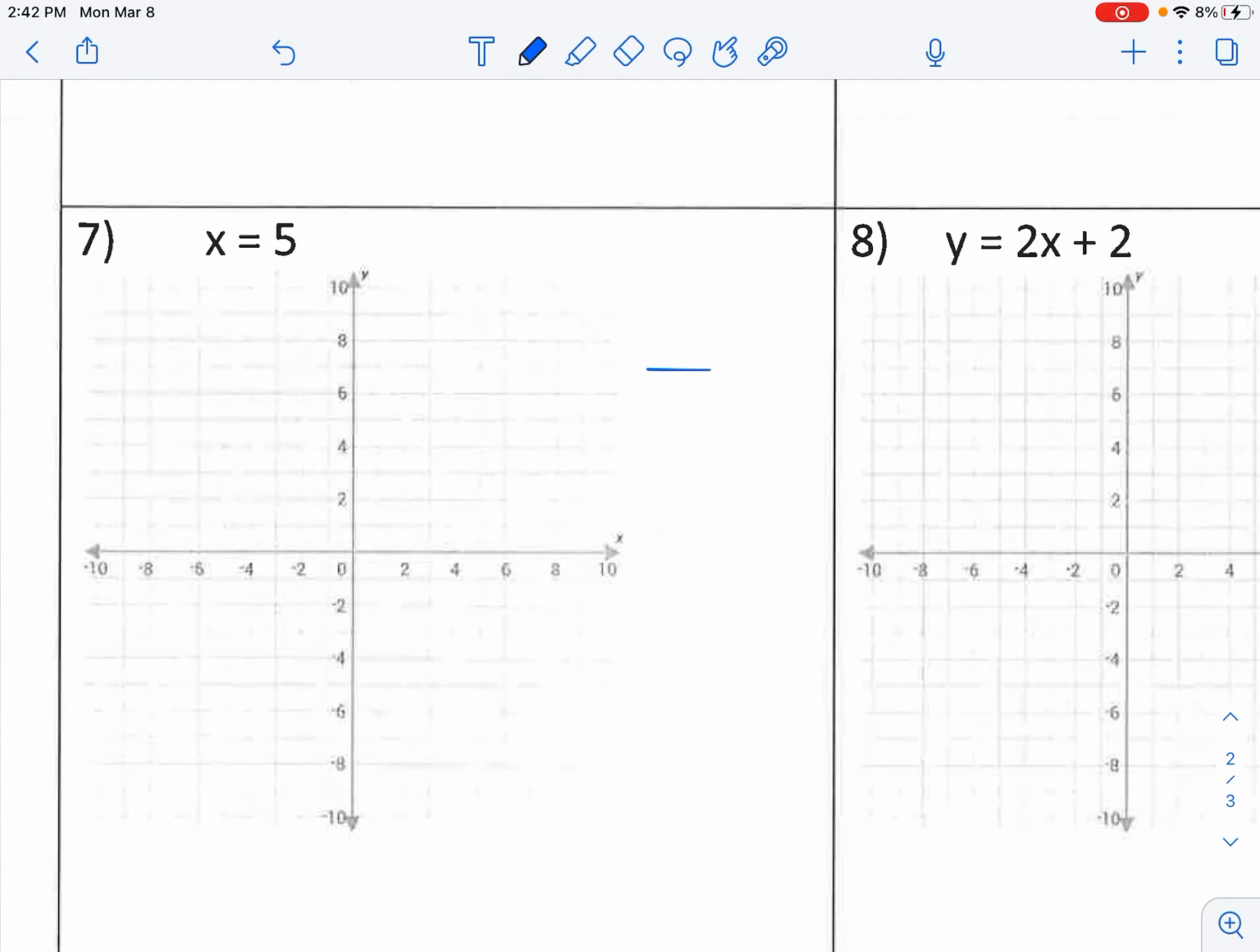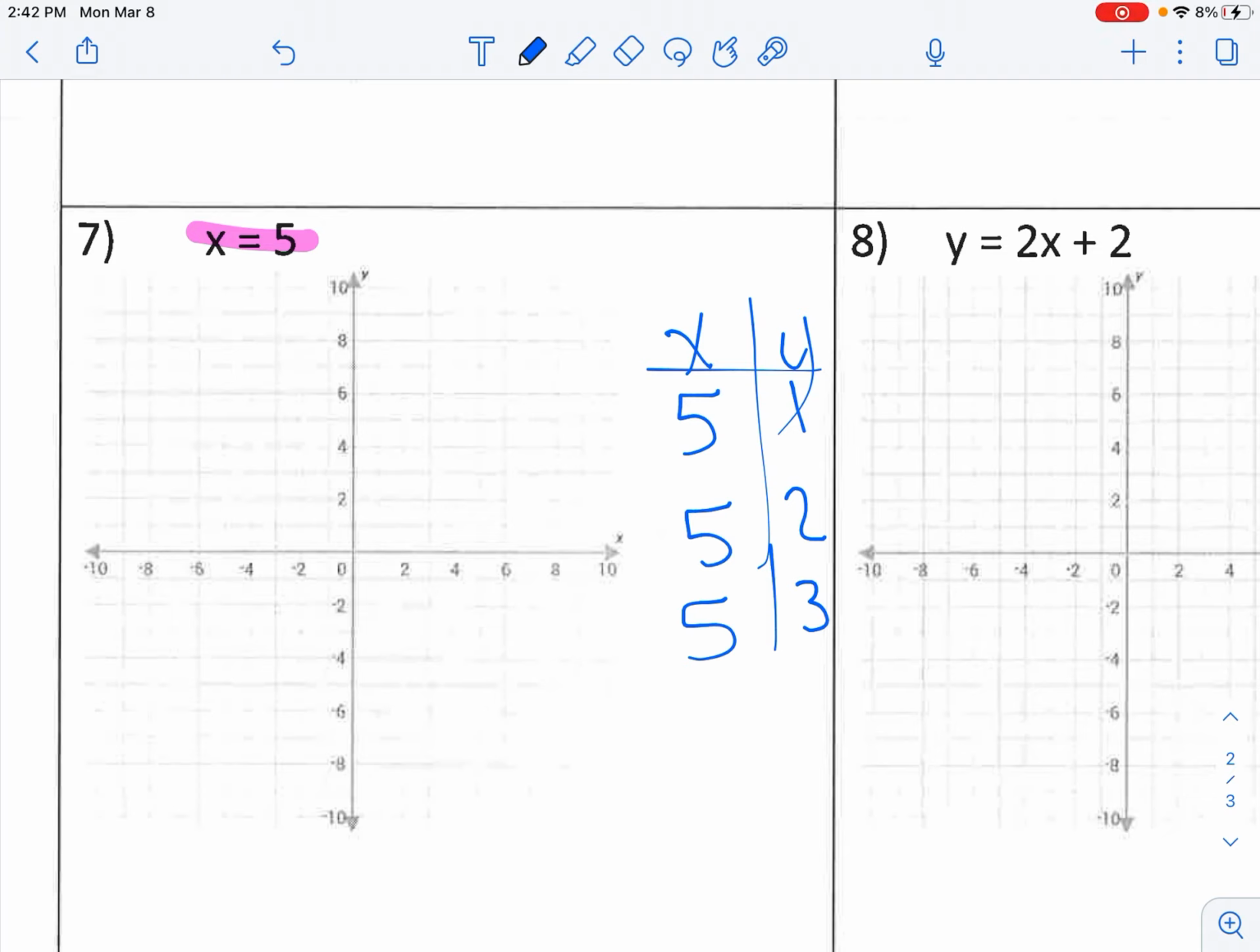Number 7, create your XY chart, 0, 1, and 2. Now this one says x equals 5. Oh, I'm sorry. I put those in too quickly before I looked at the problem. So if this says x equals 5, then 5 will always be your x value. And for y, you can actually pick any random number. So if x is always going to equal 5, I'm going to go to 5, 1. I'll go to 5, 2. Can go to 5, 3. If x is the given value, then that's always going to be a vertical line.